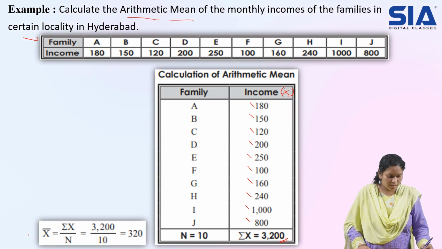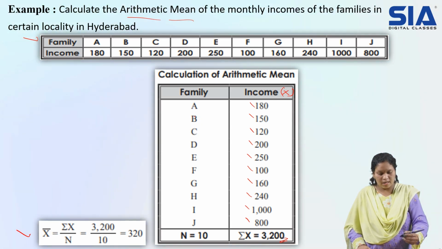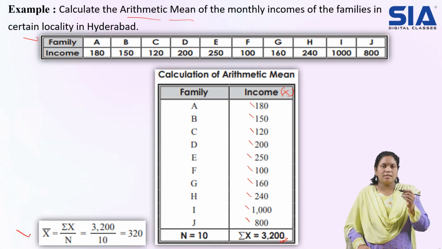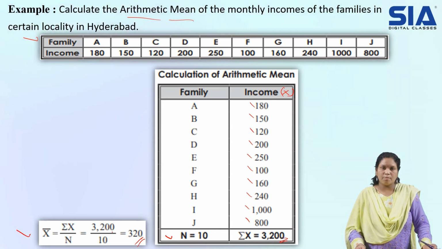Now go for the formula. X bar is equal to summation x by n is your formula. Summation x, we have just done. Capital N, I said, is the count of the data, which we call the number of items or number of observations. Just count how many families there are, A, B, C, D, like that, going on up to the end. We got 10 samples over there. So counting is your capital N, and 10 families are there. Capital N becomes 10 for us. So take that 10 and divide the summation x, that is 3200, by 10, and you'll get 320. That is how you calculate the arithmetic mean for individual data.